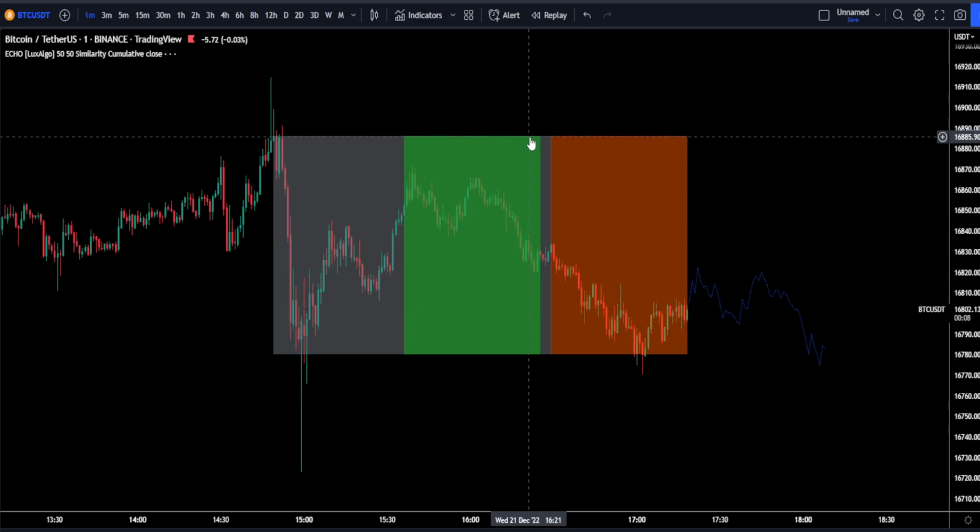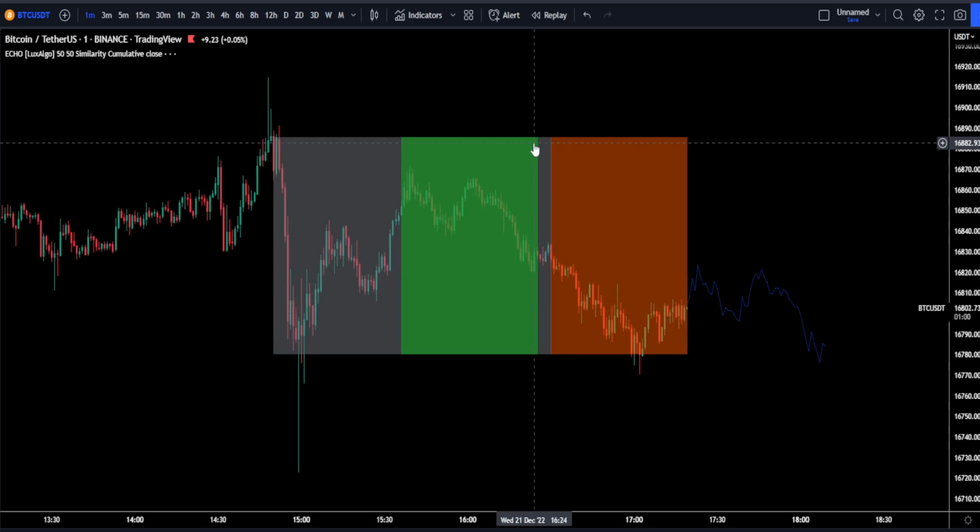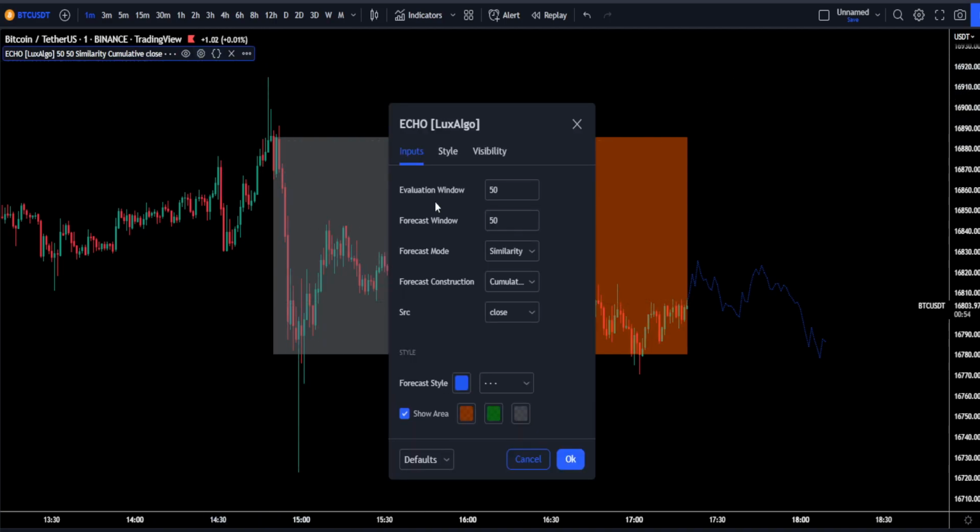Let's first try to understand exactly how this indicator works, so we'll be able to know exactly when we can use this indicator to enter into profitable positions. When you look at the indicator settings, we see the following: an evaluation window, a forecast window, forecast mode, forecast construction, and then our source.